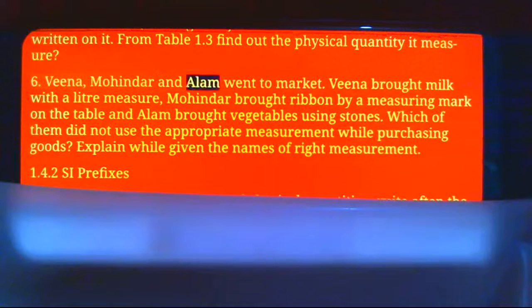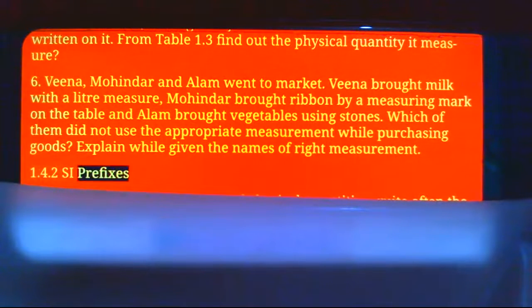6. Veena, Mohinder and Alam went to the market. Veena bought milk with a liter measure. Mohinder bought ribbon by a measuring mark on the table, and Alam bought vegetables using stones. Which of them did not use the appropriate measurement while purchasing goods? Explain while giving the names of the right measurement.